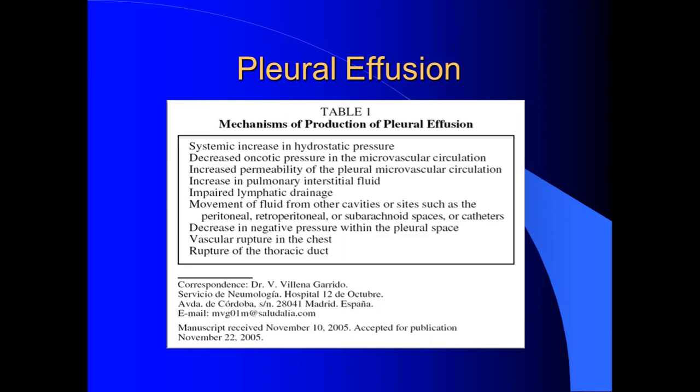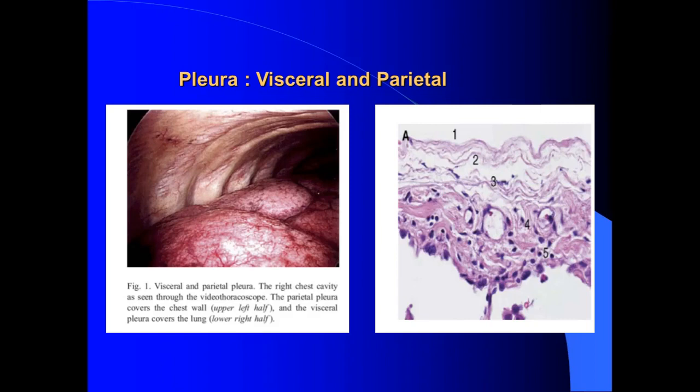inflammation and increased permeability of the pleural microvascular circulation, blockage of the lymphatic drainage, and decrease in the negative pressure within the pleural space and lung collapse. Also vascular rupture in the chest, penetrating trauma, or rupture of the thoracic duct.